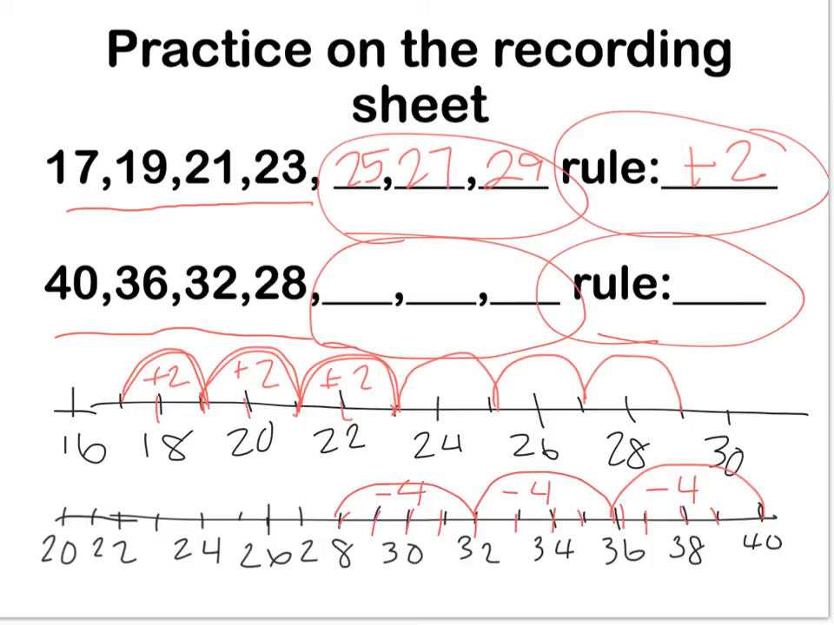So if we continue that, the next one would be 1, 2, 3, 4. So we would be at 24. Then we keep going. 1, 2, 3, 4. So that would leave us at 20. And then on the number line, you can't see it on mine, but minus 4 would be 16. So the rule is minus 4.